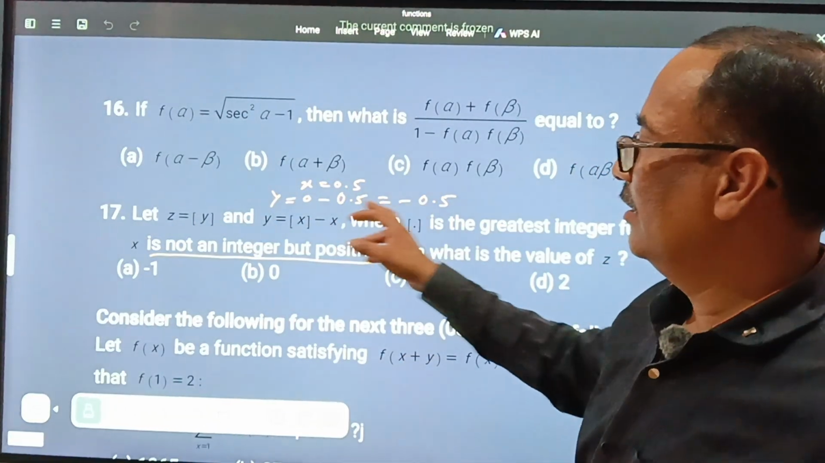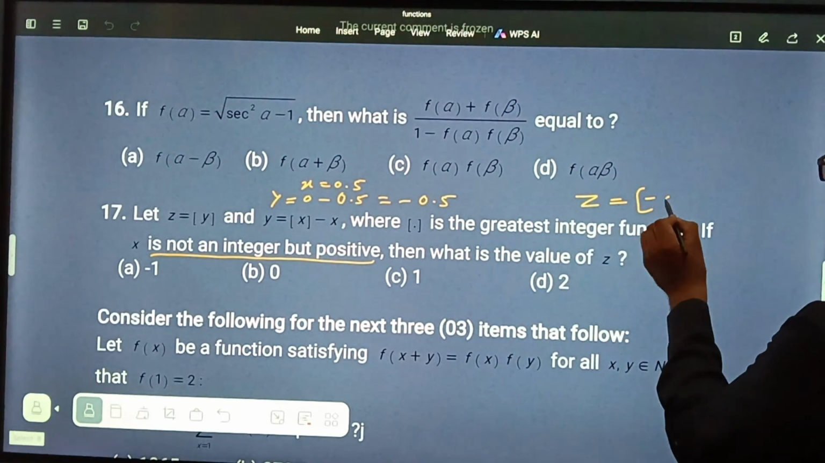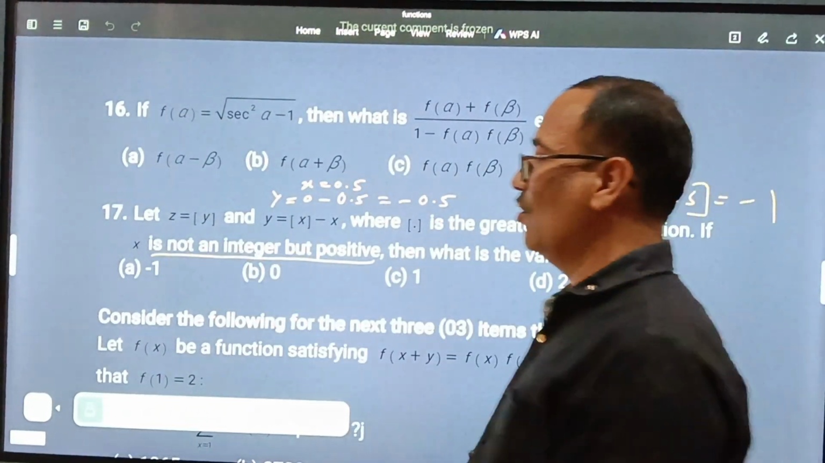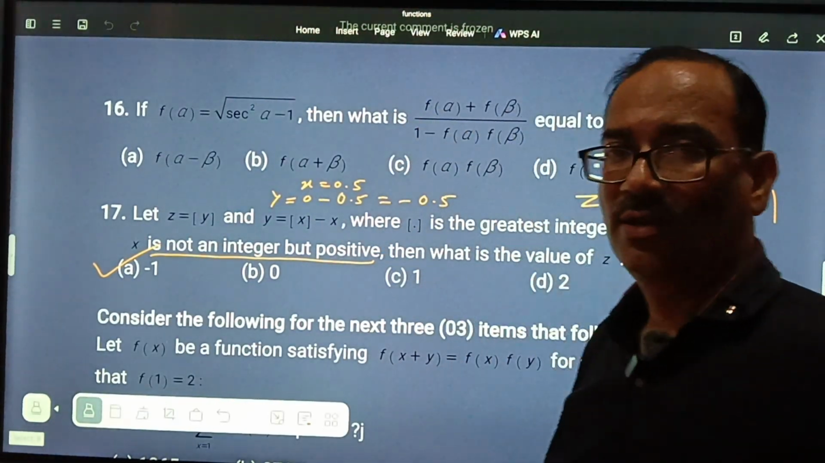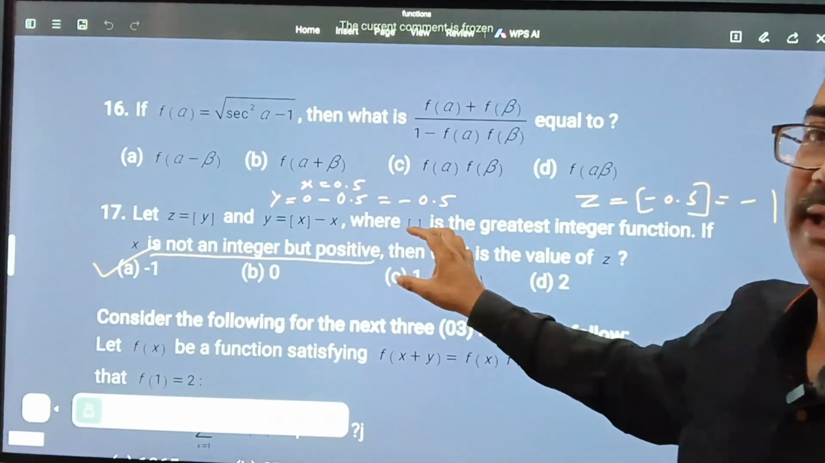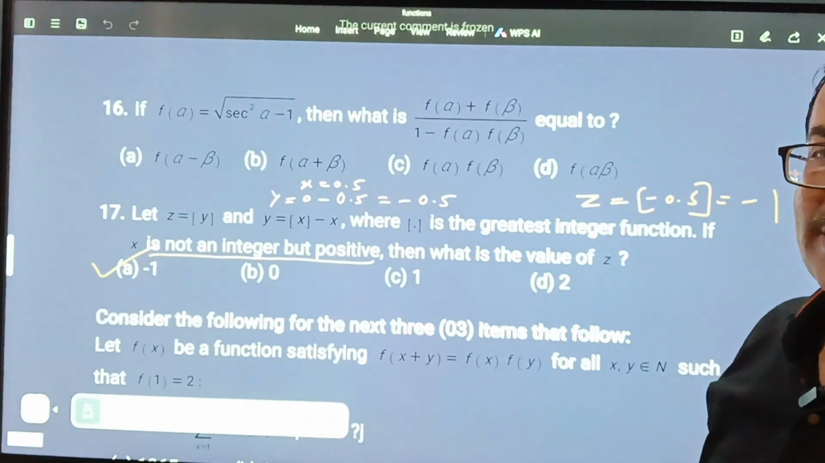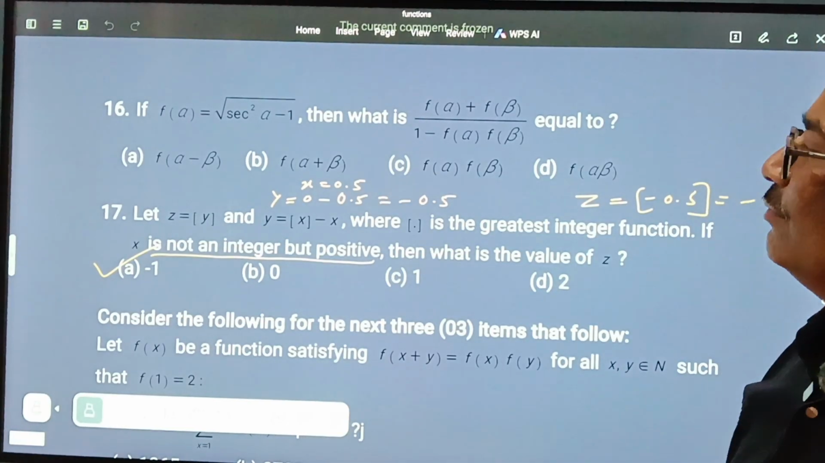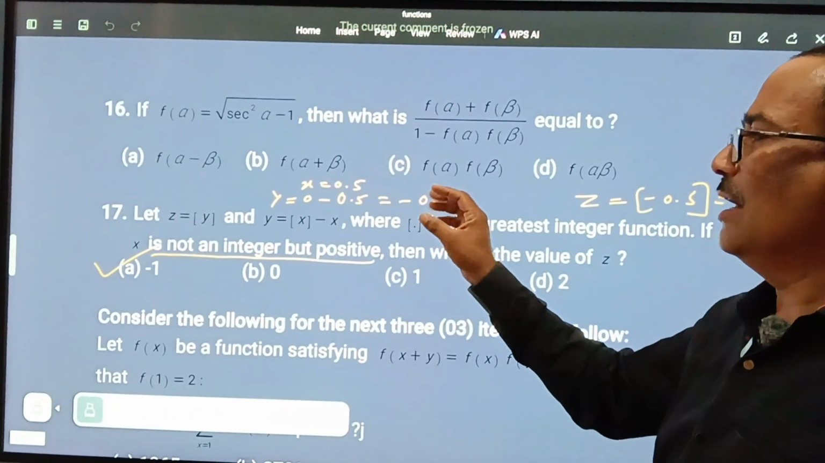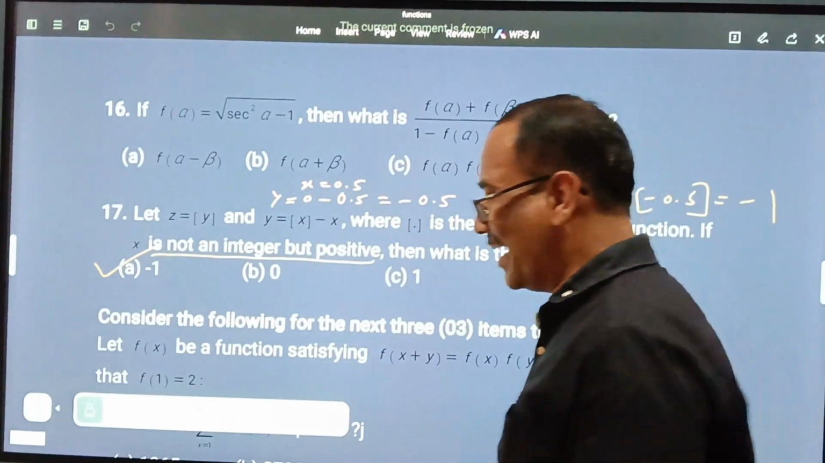So according to the definition, z is the greatest integral value of minus 0.5, which is equal to minus 1. So the correct option is option A. Here we can take a value of x as any positive non-integer: 0.2, 0.5, 0.9, or 1.1, no problem. Using these examples, we can find that z is equal to minus 1.